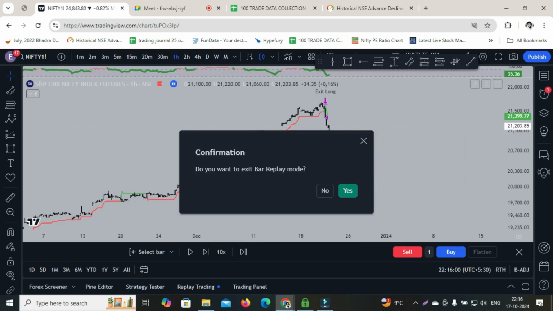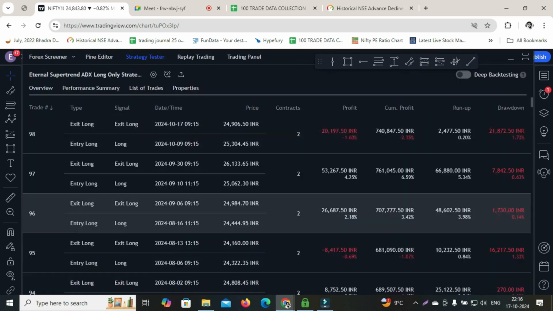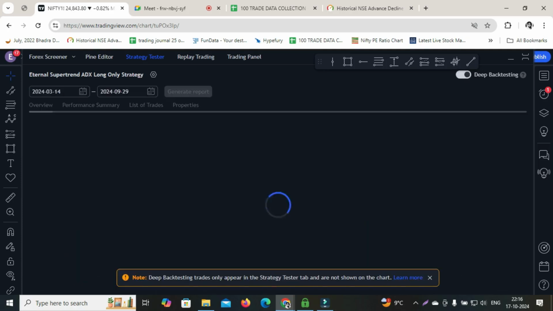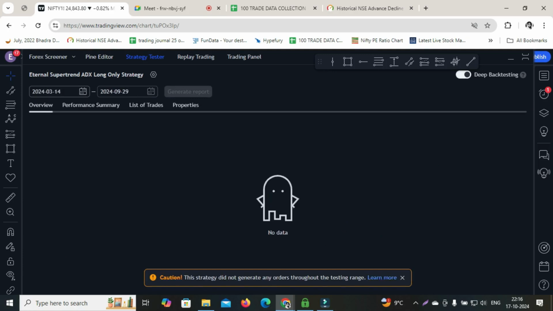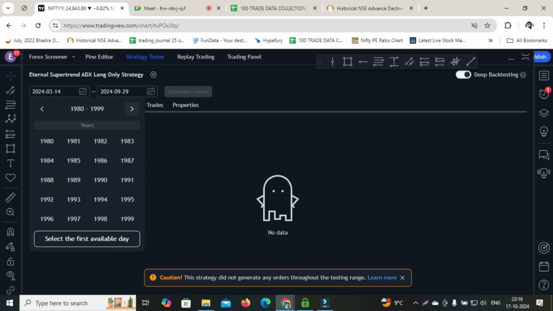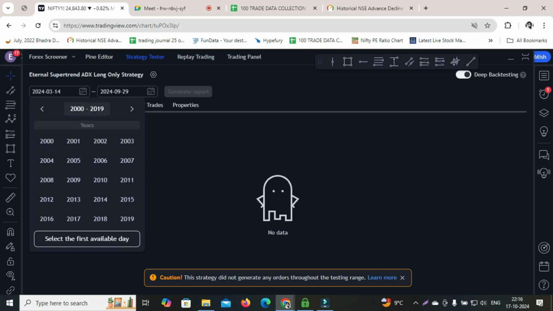And in fact, not only 3-year back testing, there's an option for deep back testing. If I switch it on and go to, let's say, 2009 January, or let's say start with 2010.